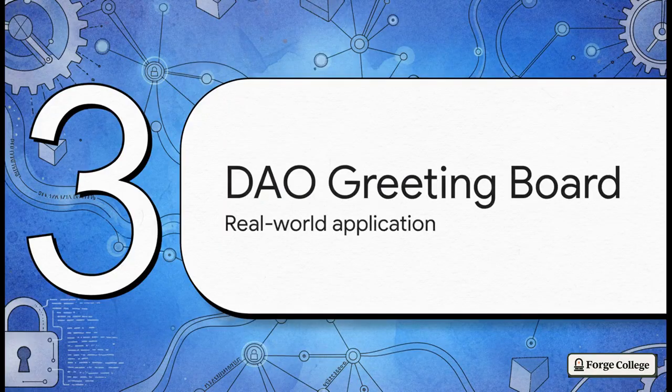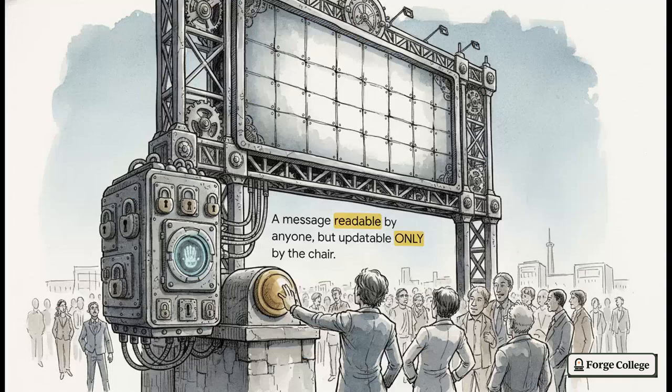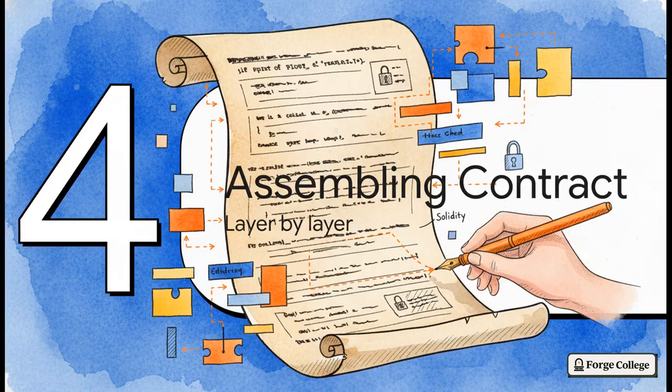All right, Section 3, Designing the DAO greeting board. So imagine a digital on-chain greeting board for a DAO committee. Literally anyone in the world can walk up to this board and read the text. That's our viewing window, right? They can even press a button to record that they visited. But we obviously need tight security. We need our biometric security scanners, which are our access modifiers, to ensure that absolutely only the committee chair has the authority to actually change the main message on that board. Nobody else.